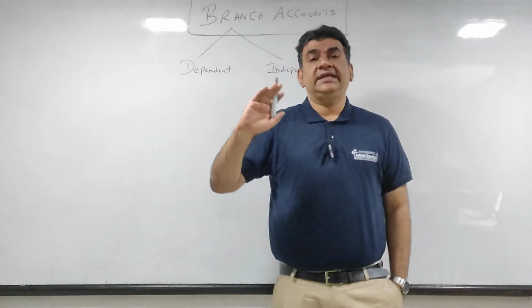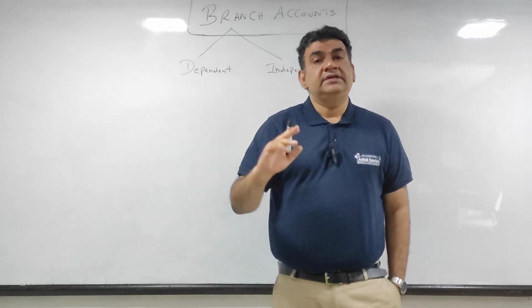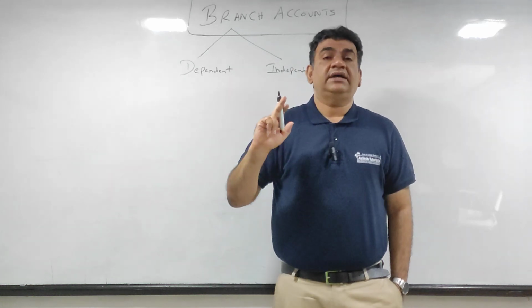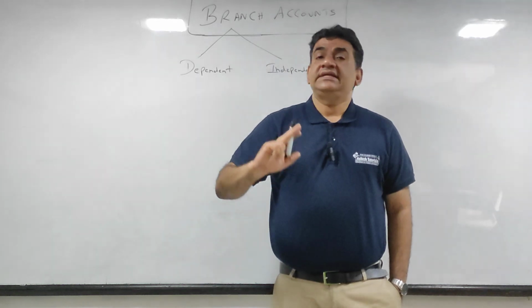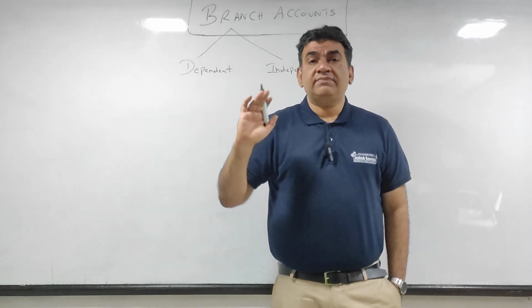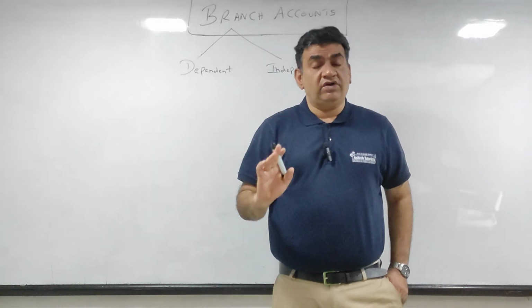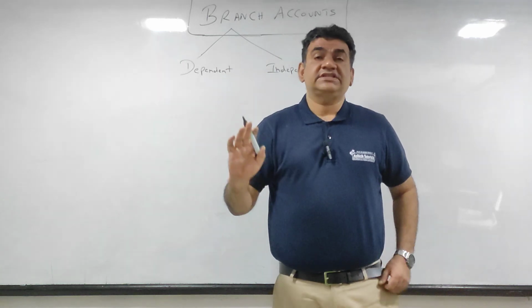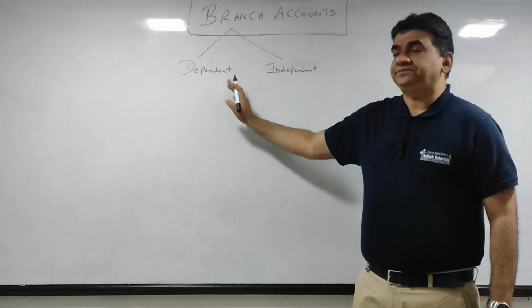They cannot take their own decision. कुछ भी decision लेना है important, they have to consult the head office. Without the consent of head office, they cannot do a particular activity. So dependent branch is that branch which is under the control of head office and head office के हिसाब से उनको चलना पड़ता है. That is dependent.